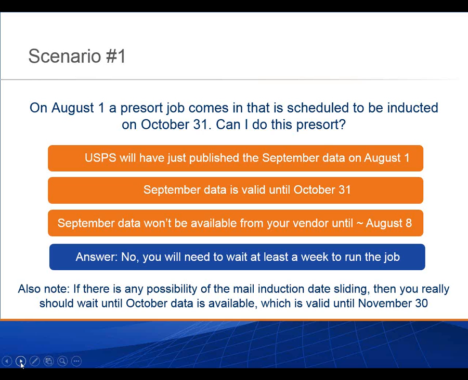October data is published, and October data would be published on September 1st. And so around the second week of September, you would have access to October data, which would be good for October and November. And at that point in time, then you would be able to do the pre-sort. So again, if that date slid to November and that job came in on August 1st, you would not really be able to pre-sort it until the second week of September.